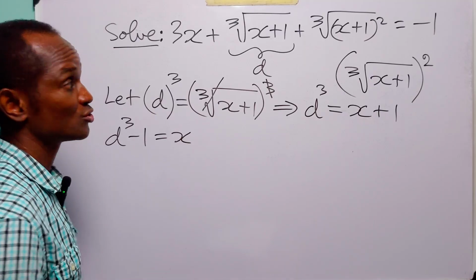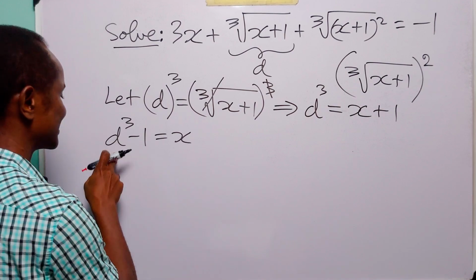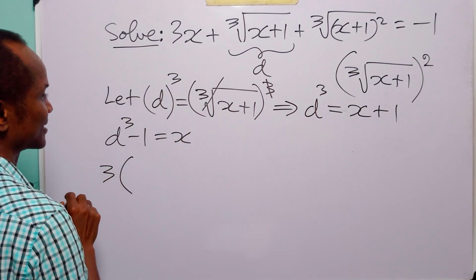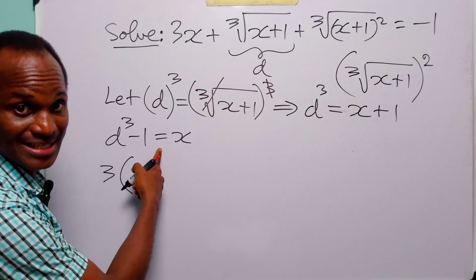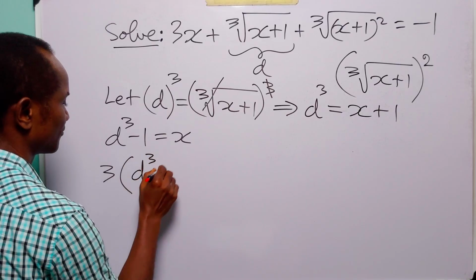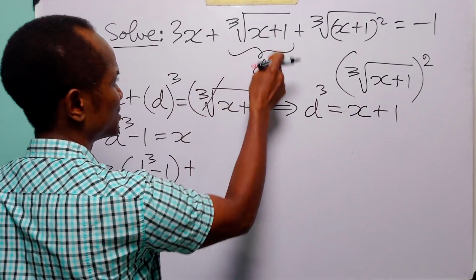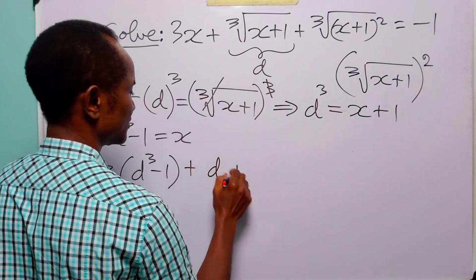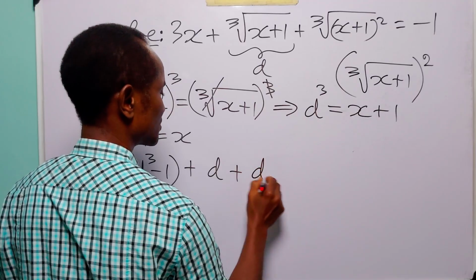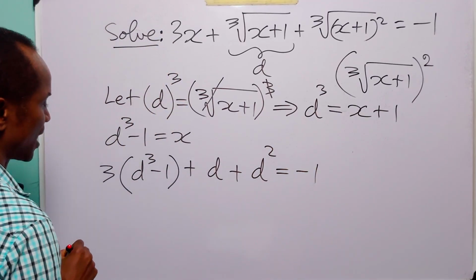Now, the next thing we are going to do is to rewrite the original radical equation in terms of d. Here we have 3 times x. But now we have that x is equal to d cubed minus 1, plus the cube root of x plus 1, which is equal to d, plus the cube root of x plus 1 squared, which is equal to d squared, and everything is equal to minus 1.